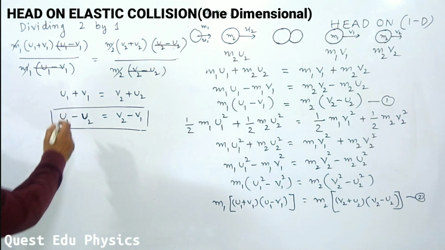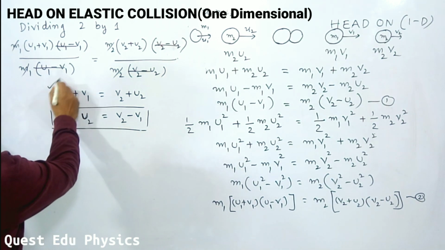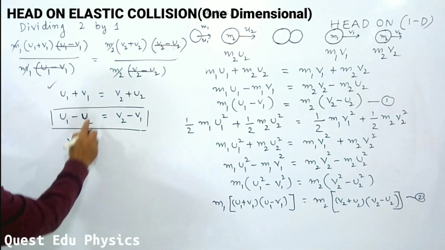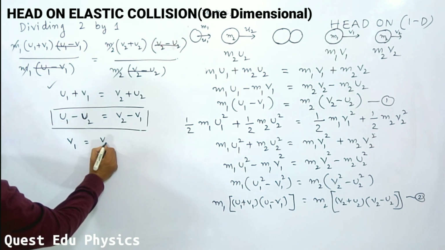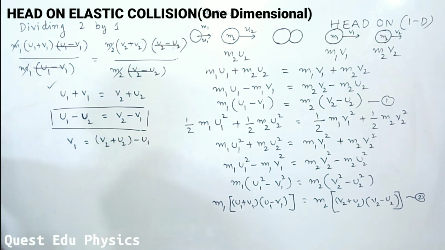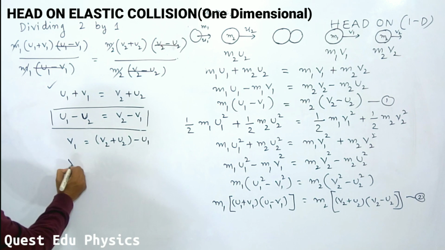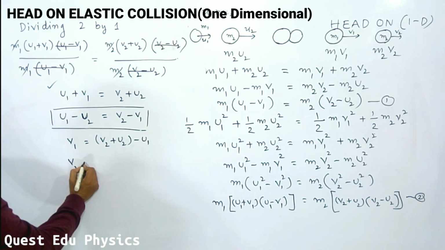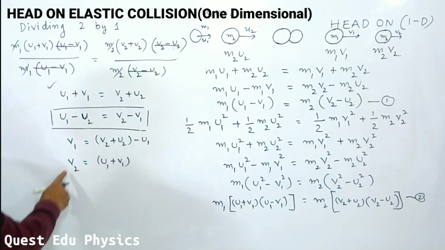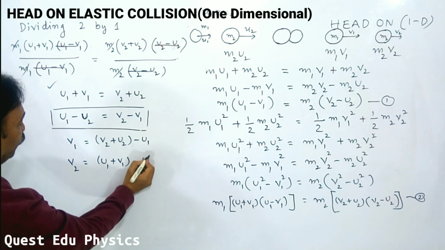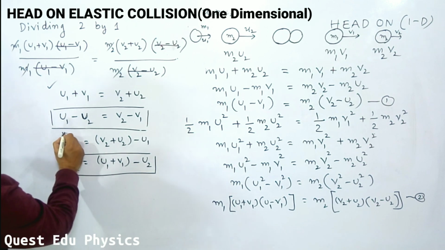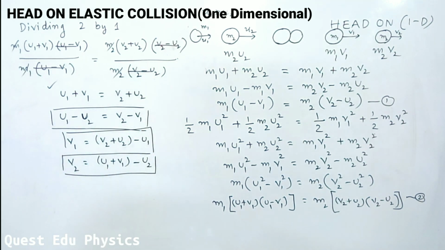And if you watch it carefully, we have the equation here. It is the major equation what we have to write. From this equation we can write final velocity v1 is equal to v2 plus u2 minus u1. Similarly, you can write v2 is equal to u1 plus v1 minus u2. Okay, these two equations are very important in head-on elastic collision, students.